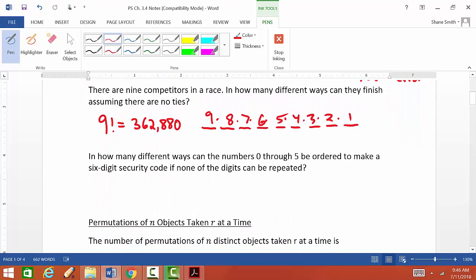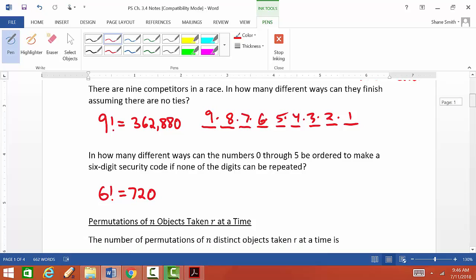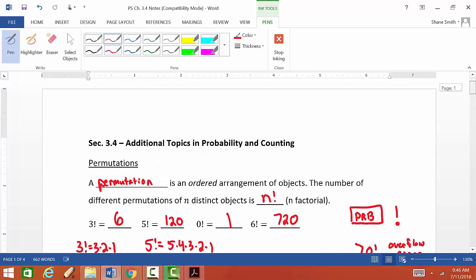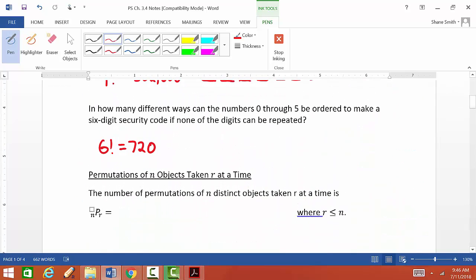All right, how many different ways can the numbers 0 through 5 be ordered to make a 6-digit security code if none of the digits can be repeated? Well, the digits 0 through 5, there are 6 digits there, including 0, so that's 6 factorial. Very similarly, that's 6 times 5 times 4 times 3 times 2 times 1, which is 720. Okay, let's do the next one here.